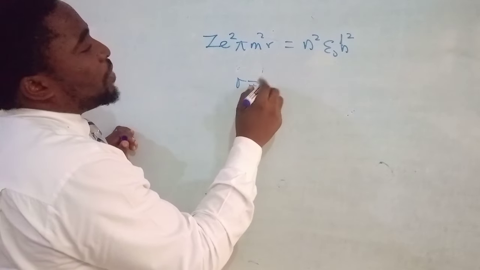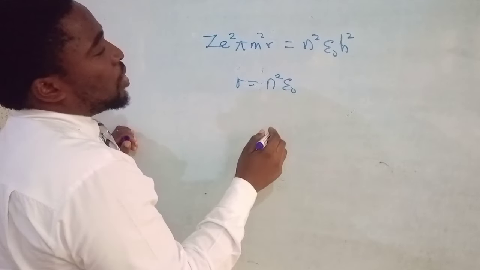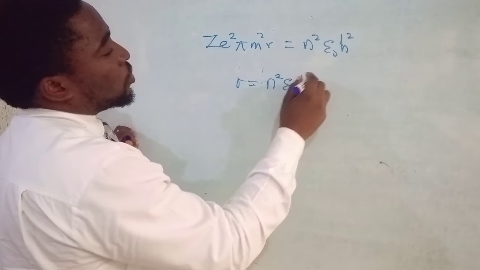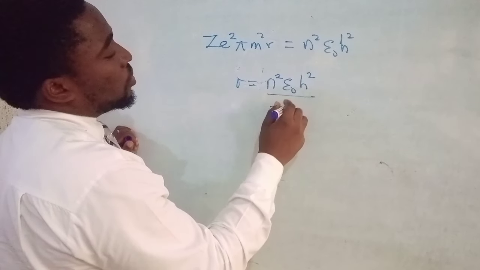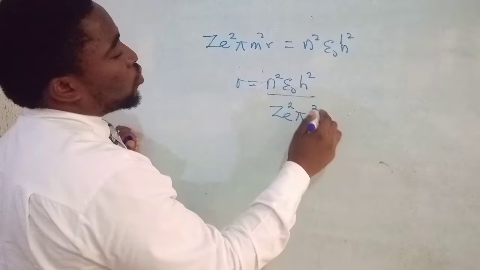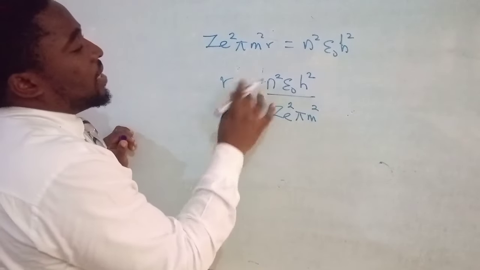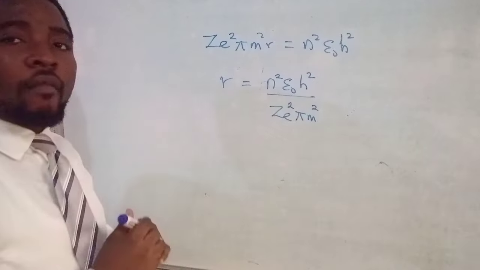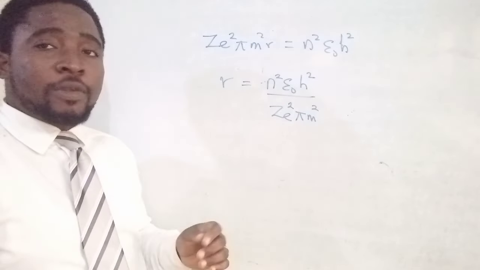So R will now be equal to n squared epsilon naught h squared divided by Z E squared pi m squared, right? So this is the formula for obtaining the Bohr's radius.